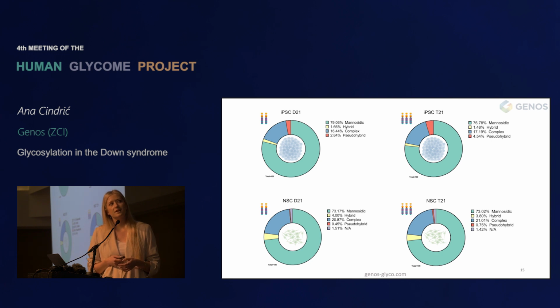And then when you compare disomy and trisomy in NSCs, if you look at the numbers, if you look at the graphs, you don't really get that much of a difference. But then when you look into iPSCs, something interesting is happening, which I still don't know if it's really statistically significant, but each of the clones was acting in the same way. So yeah, we'll see. But then you get less high mannose glycans in trisomy, and you get a bit more complex glycans, and you also get more of these pseudo-hybrid glycans.